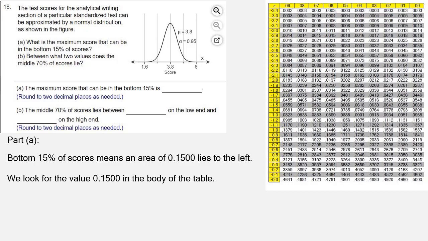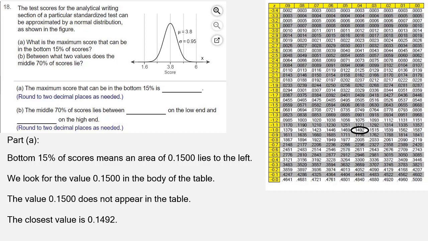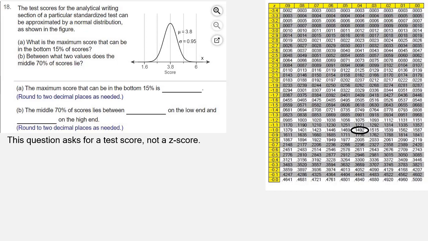We look for the 0.1500, but we don't find it. The closest value to it is going to be 0.1492. So we'll take the z-score for that closest value, and the z-score for 0.1492 is negative 1.04. We're not looking for a z-score here, we're looking for a score on an exam. So that means that we have to use our x value formula.